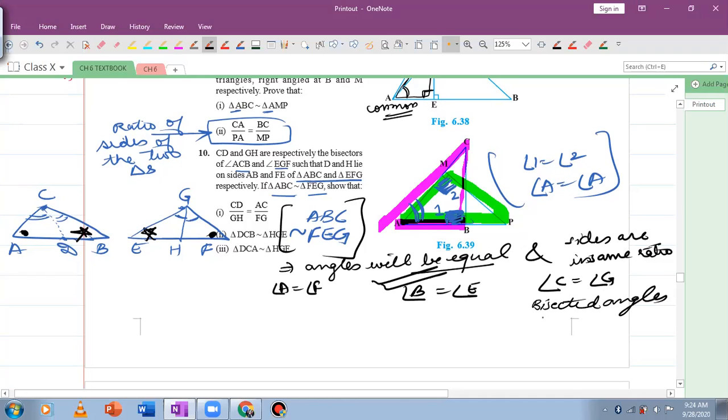So if these angles are bisected, I can talk about their halves. Half of angle C will be equal to half of angle G. So for my convenience, I'm just going to name the halves as X and Y. So this is what I get, X equals Y. Anyone with any questions still here? No, ma'am. Now this is what we have concluded based on what's given to me.